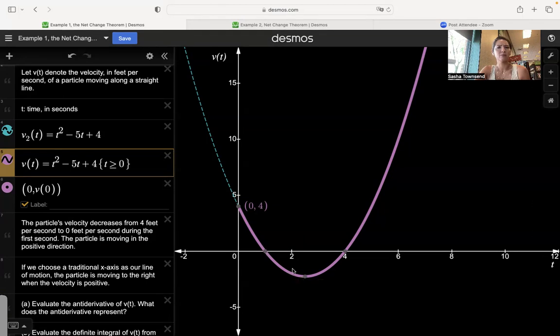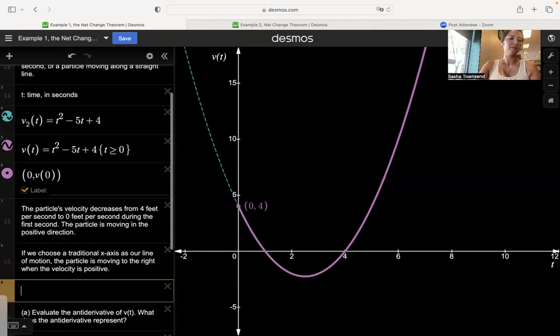Did I say that wrong? Rather than moving from left to right, you're moving from right to left because your velocity is negative. You're moving the other way, but you're speeding up. You're starting from a velocity of 0 and your speed is increasing until it gets to a maximum speed of 2.25.